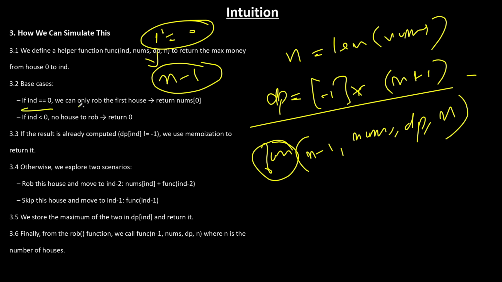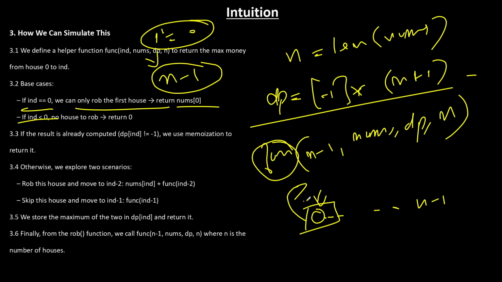If index is 0, we only rob the first house and return nums of 0. Why this? Because if you're starting from n minus 1 and you came, in whatever direction you came, to index 0, you will of course take this value, right? And you will just return it from there, right?